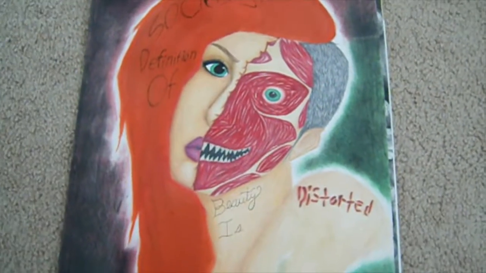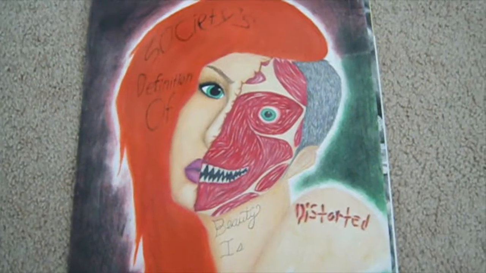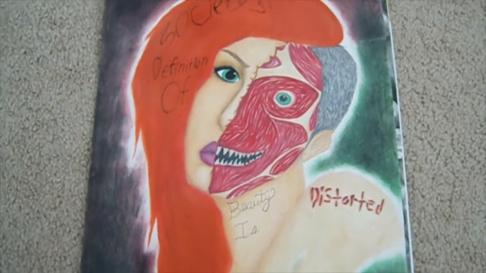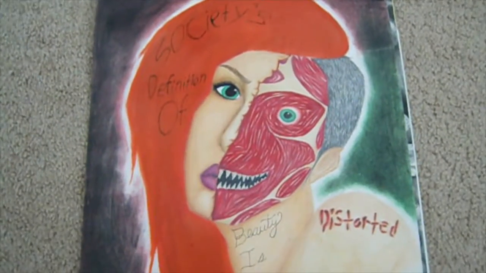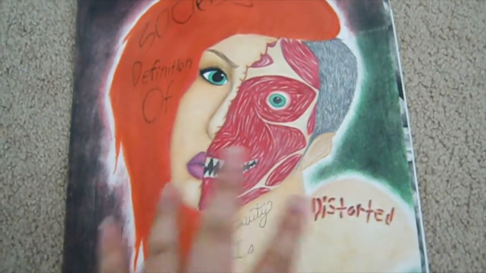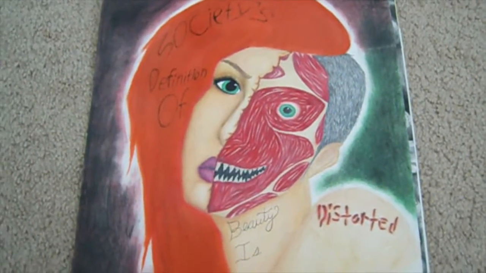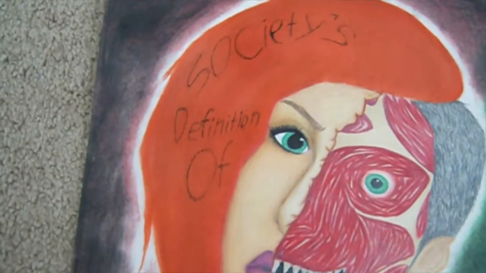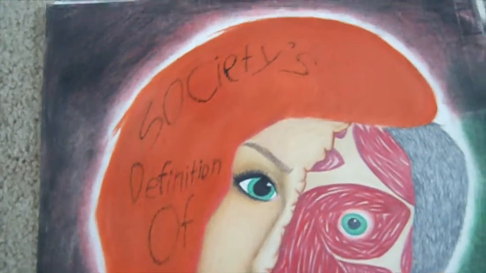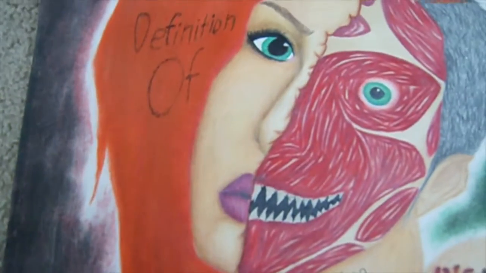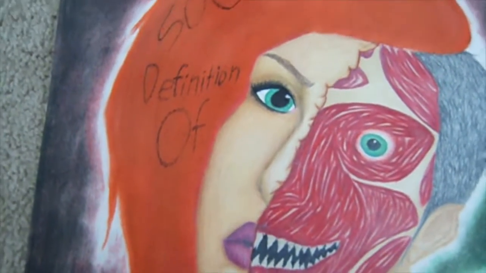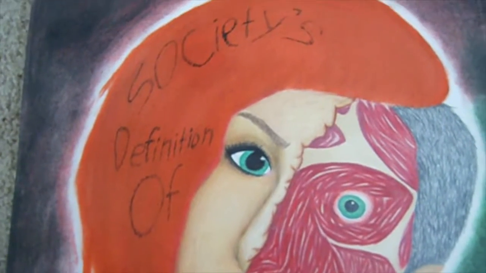So the first piece is going to be of a breath piece I did for AP Art. It's done in pastel and color pencil and a little bit of pen. It says society's definition of beauty is distorted. And the reason why I did this piece is because I was thinking about how society puts these images out there for both guys and girls, men, women, any age, any gender.